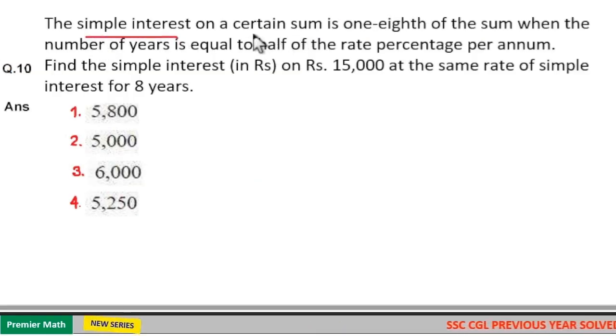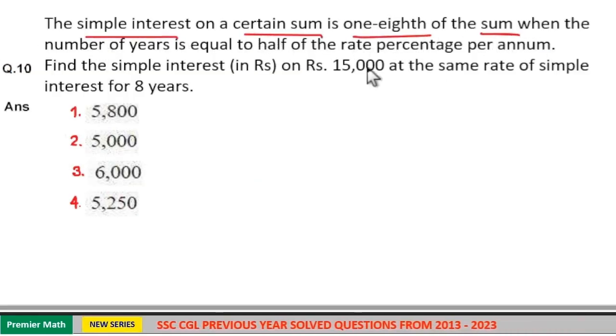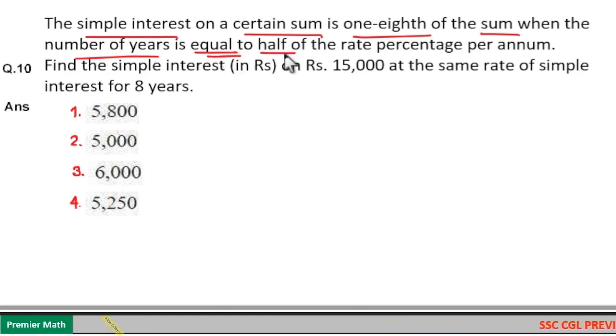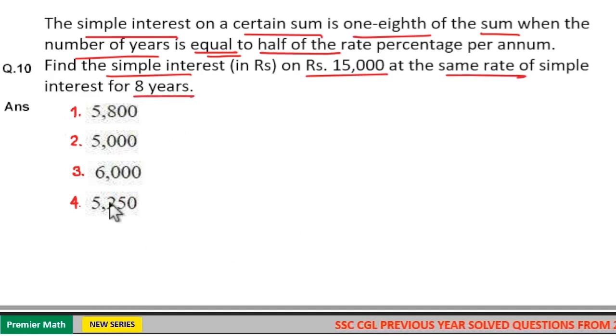The simple interest on certain sum is 1/8 of the sum. When number of years is equal to the half of the rate percentage per annum, find the simple interest on rupees 15,000 at the same rate for 8 years.